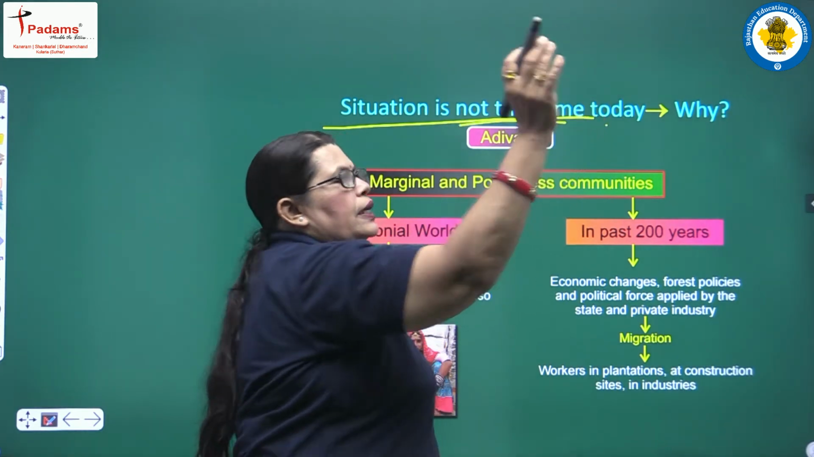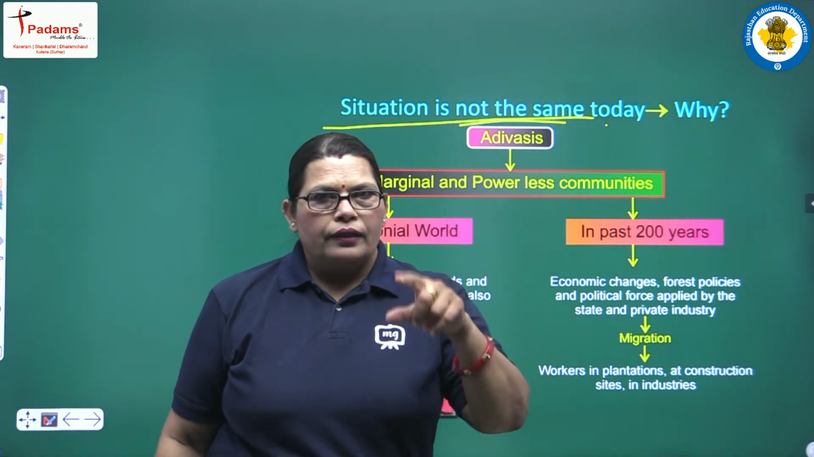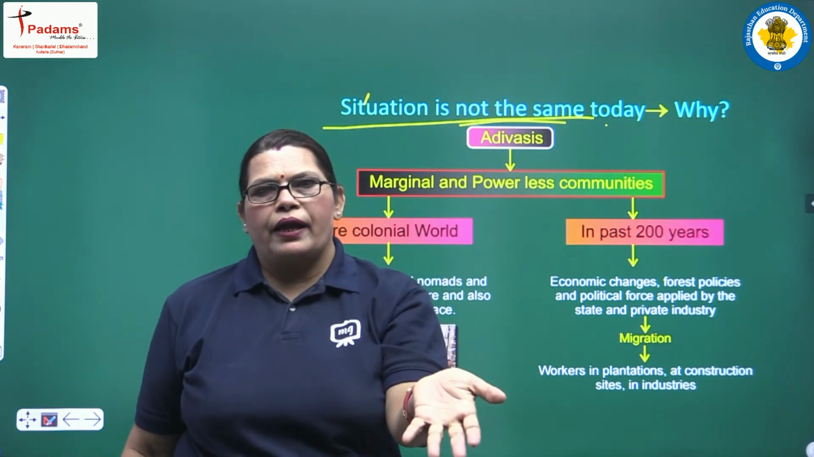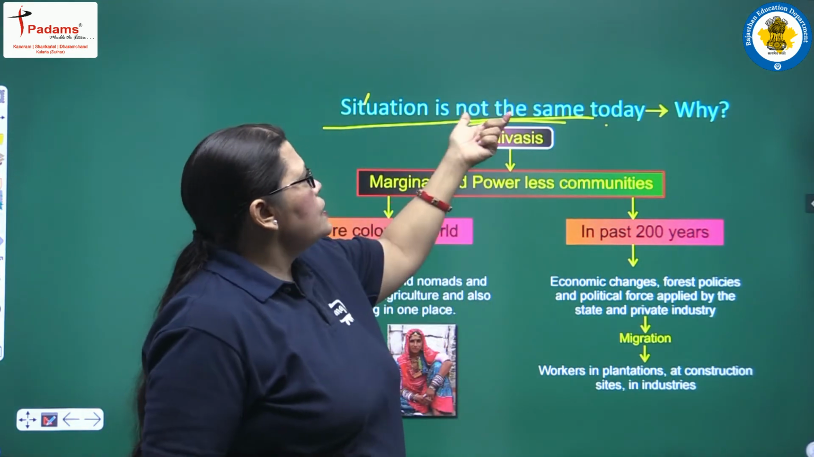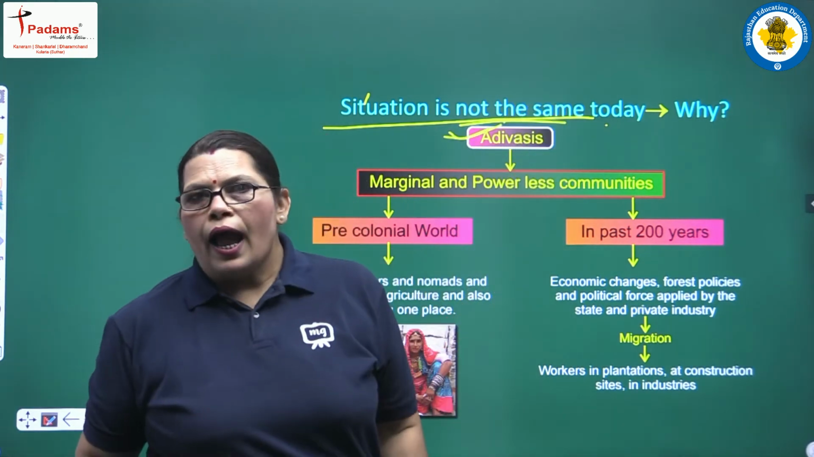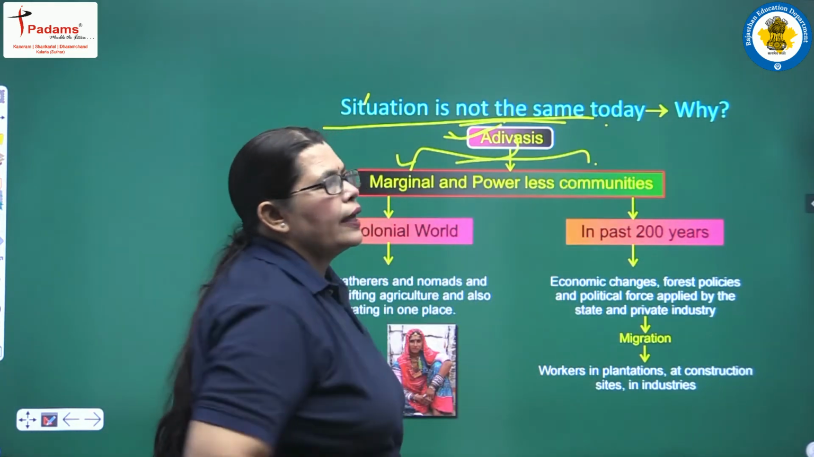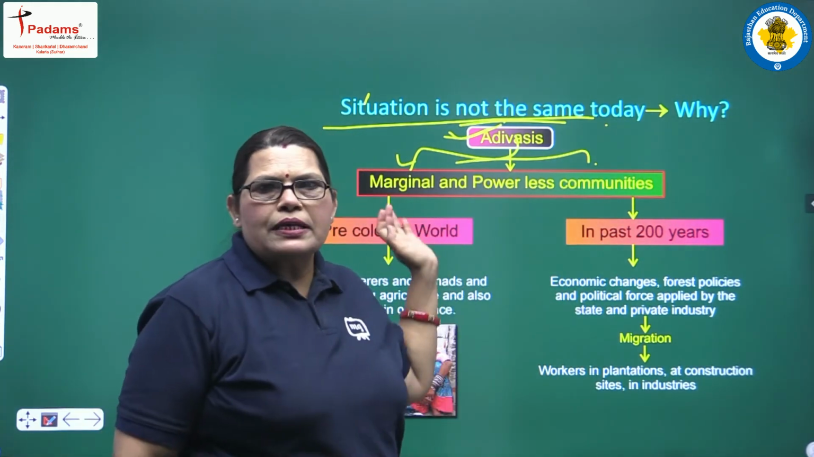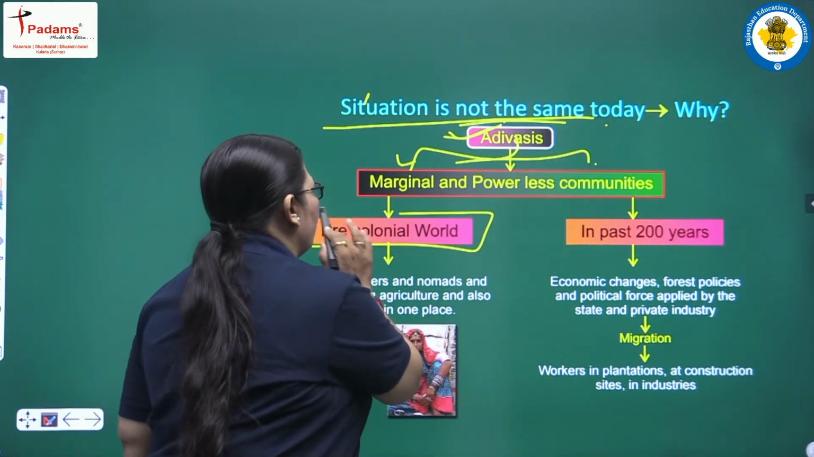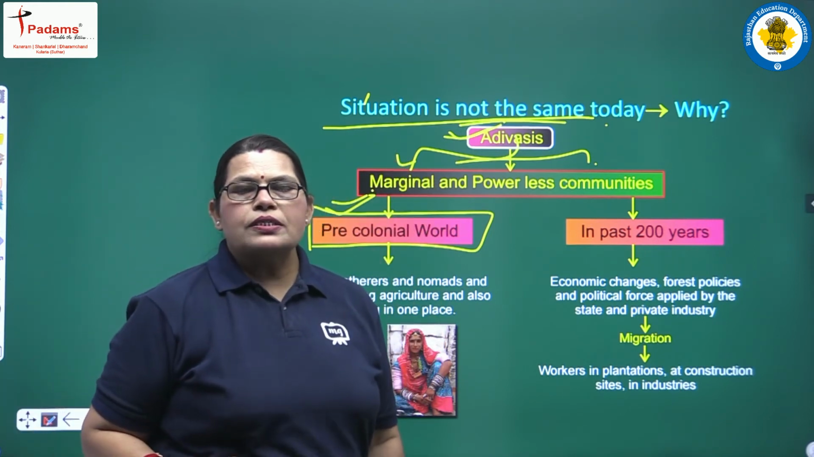But what's the present position of these people in present India? See, the situation is not the same today. Many reasons are behind it. Why is the situation not the same today? First, when we consider Adivasis, they are marginal and powerless communities. When we discuss the pre-colonial world, what was the position then?